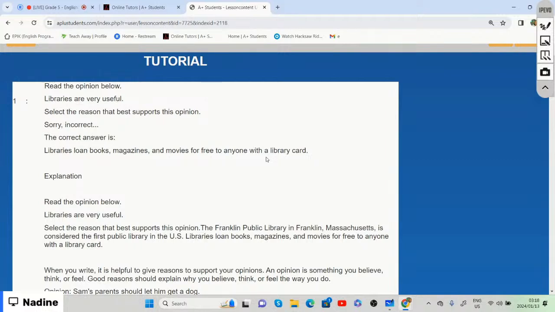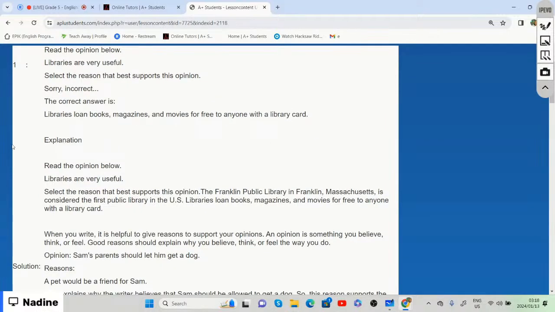All right. So we see that libraries loan books, magazines, and movies for free to anyone with a library card. So all you need is a library card, and then you may go to the library of your choice in your area and borrow books, magazines, and movies for free.